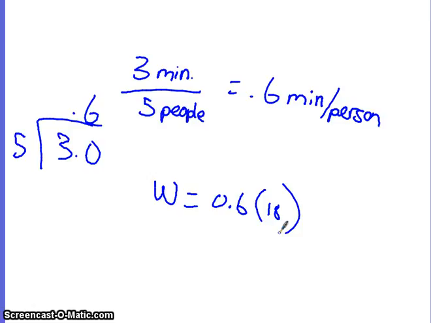What's your wait time? 10.8. Is that seconds or minutes? Minutes. It's going to be minutes. So your wait time would be approximately 11 minutes to round it. Okay, it's 0.6 minutes, so you have to change it. So you got 11 minutes as your wait time.